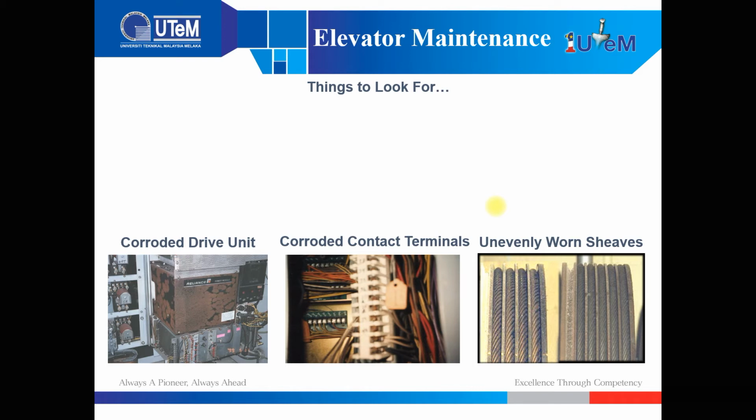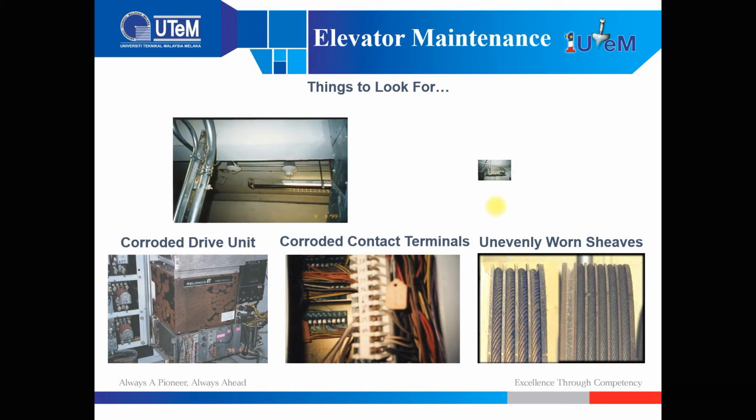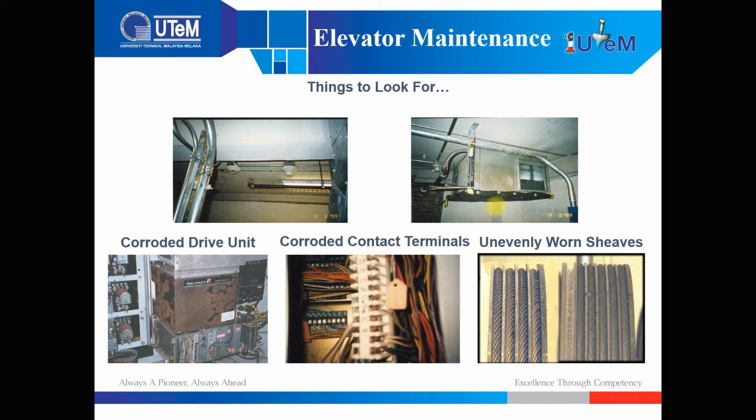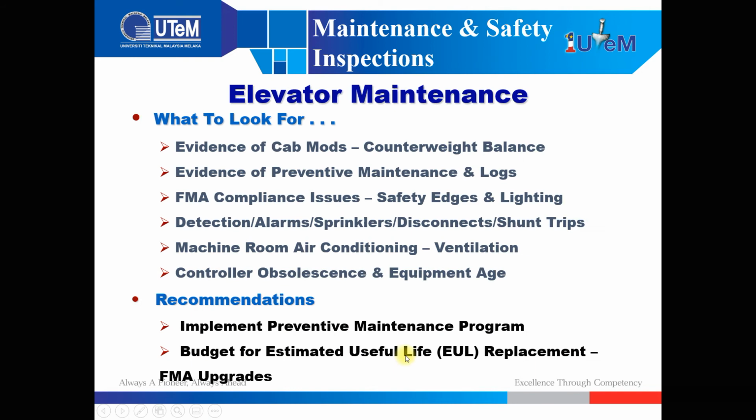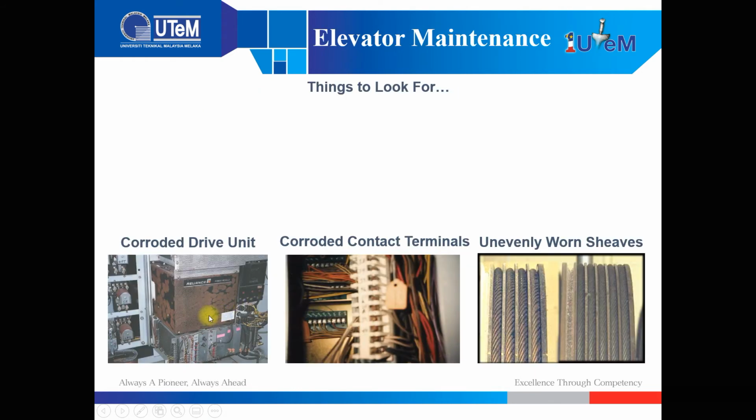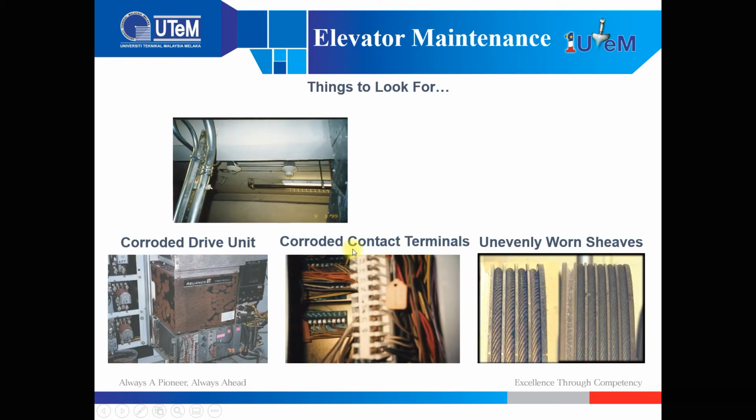So the elevator maintenance things to look for, like in this example picture. For example, lighting, smoke detectors and so on, air conditioning, ventilation system, corroded drive unit. This one is related to the estimated useful life, replacement, need to do the replacement. And also corroded contact terminal, need to do the replacement. Unevenly worn shift, also need to do the replacement.